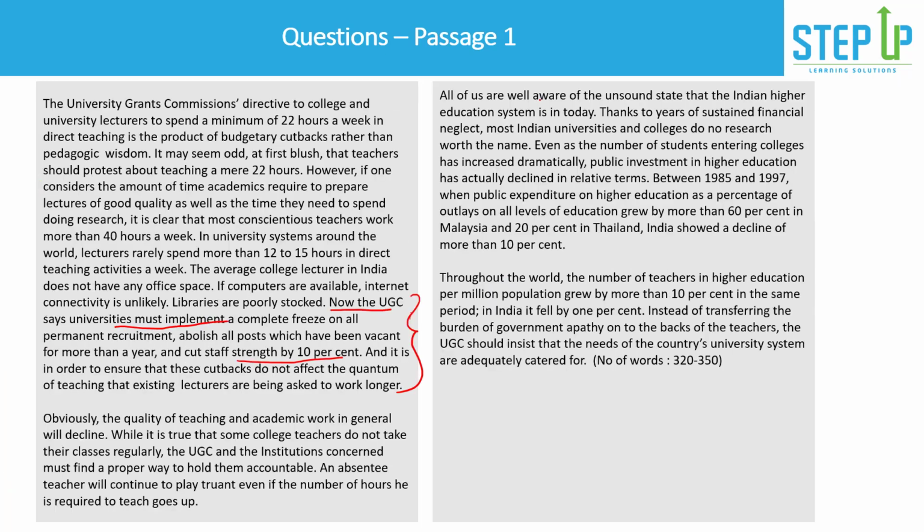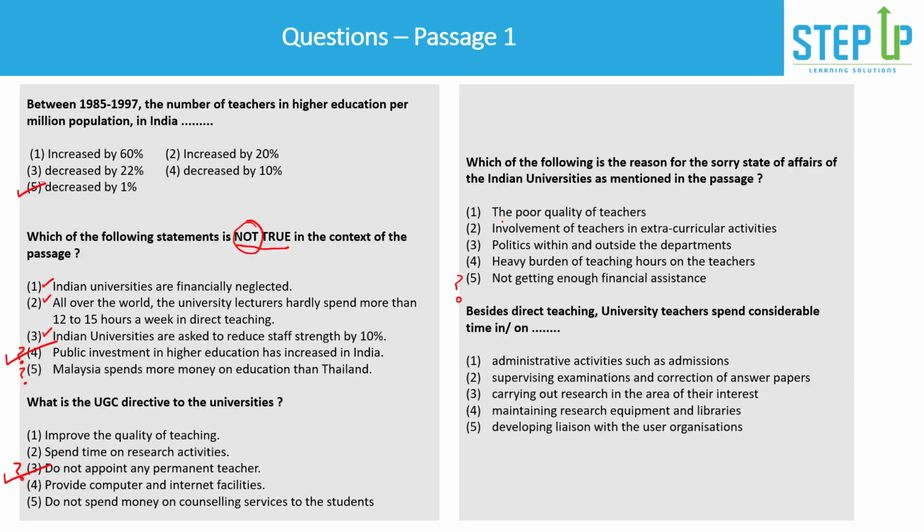So he had mentioned, all of us are well aware of the unsound state of the higher education system in India. Thanks to years of sustained financial neglect, most Indian universities and colleges do not do research worth the name. So that means this is the reason he has cited, right? Just to cross verify, because instead of relying on memory, it's better to always cross check so that you're 100% sure that all 5 out of 5 questions we are getting correct.